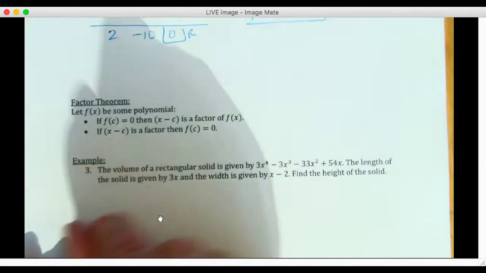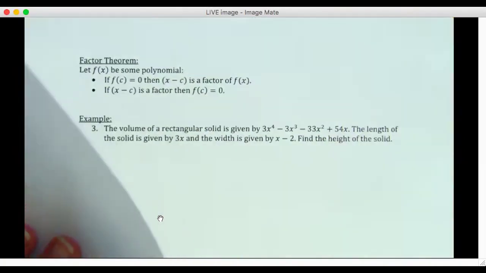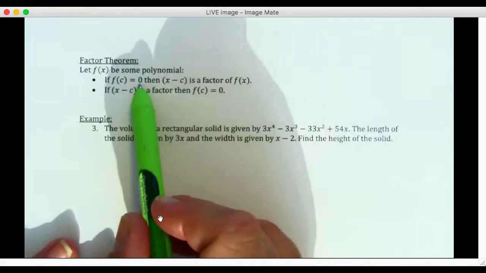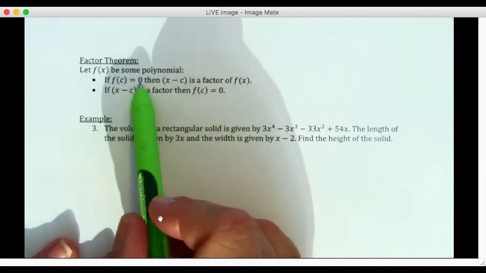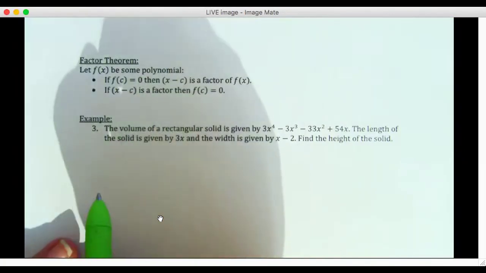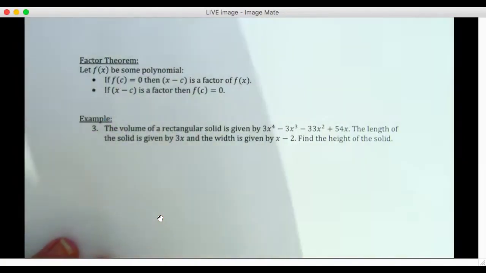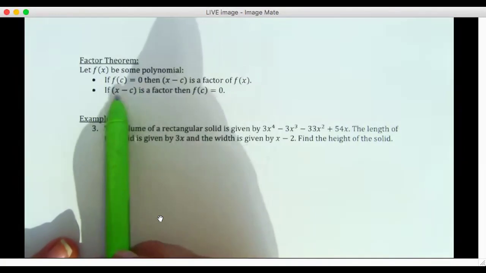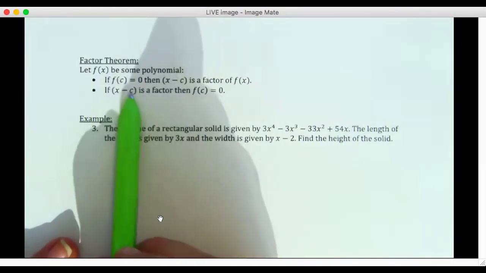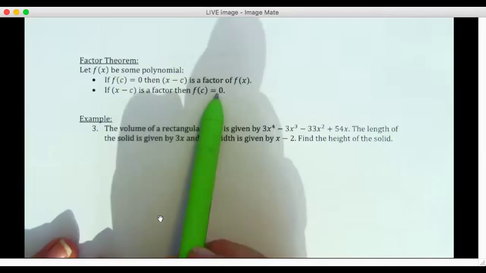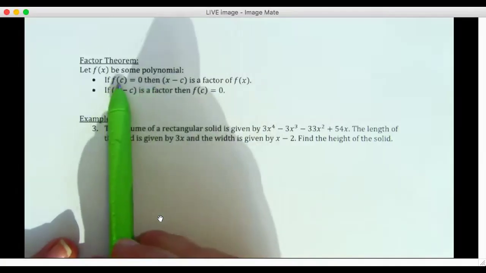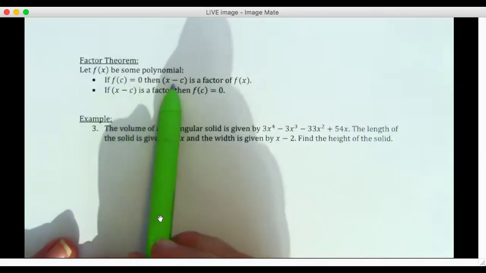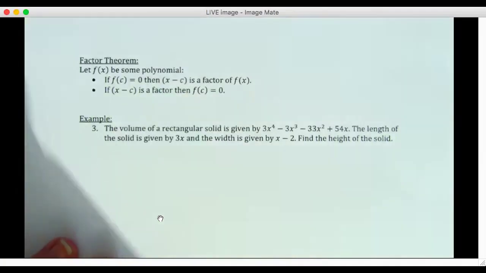Down here, we have what's called the factor theorem. If a factor divides evenly, then when we plug in that factor, we should get 0. We will use this a lot in the next section, and it will be a really helpful tool for testing possible factors. If I have some factor, so x minus c, if that's a factor of my polynomial, then when I plug in c, I should get 0. Vice versa, if I plug in some value c and I get 0, then that means this is a factor of f of x. And like I said, we will use that in the next section a lot more.